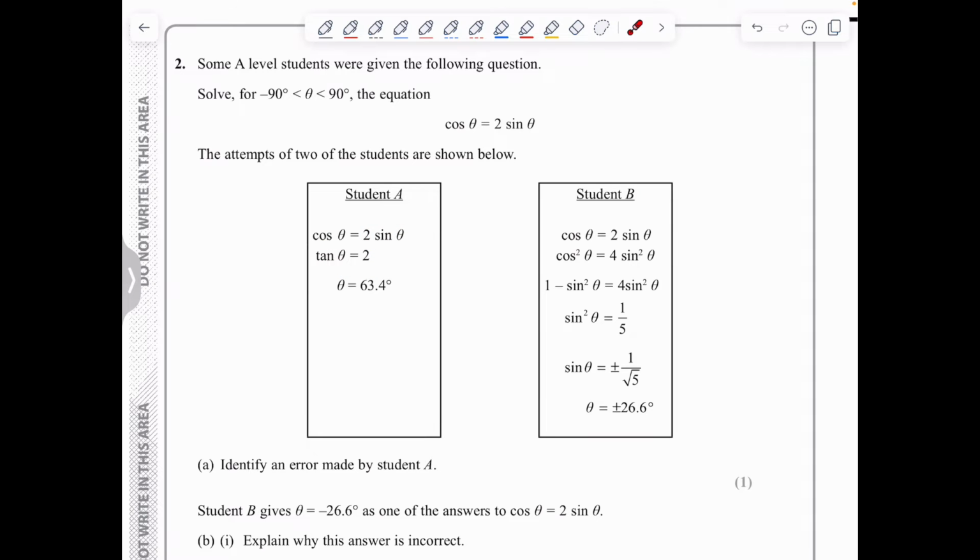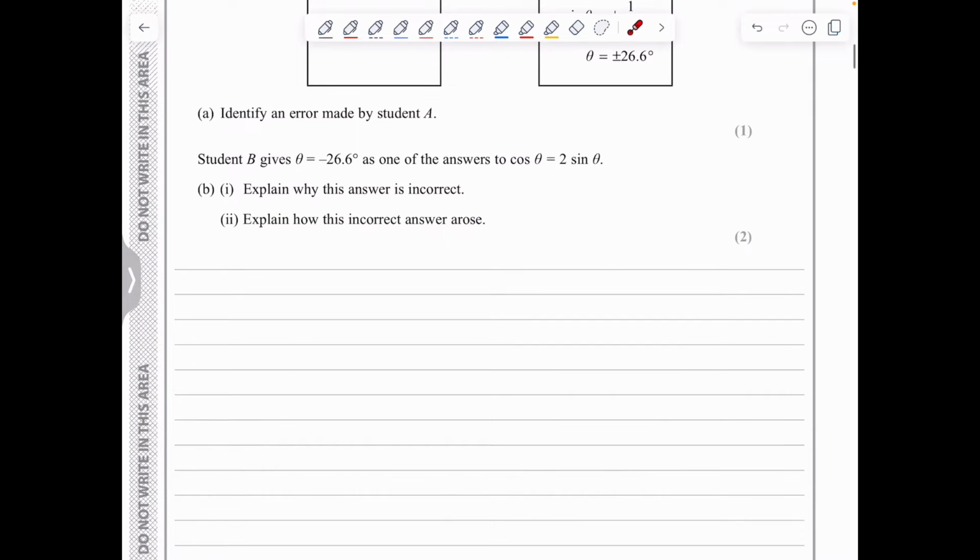We need to write the error made by student A. So starting with the equation cos theta is equal to 2 sine theta, I will divide both sides by cos theta. So dividing the left and the right hand side by cos theta, this leads to 1 is 2 tan theta, and therefore a half is tan theta, i.e. it should have been tan theta is a half, not tan theta is 2.